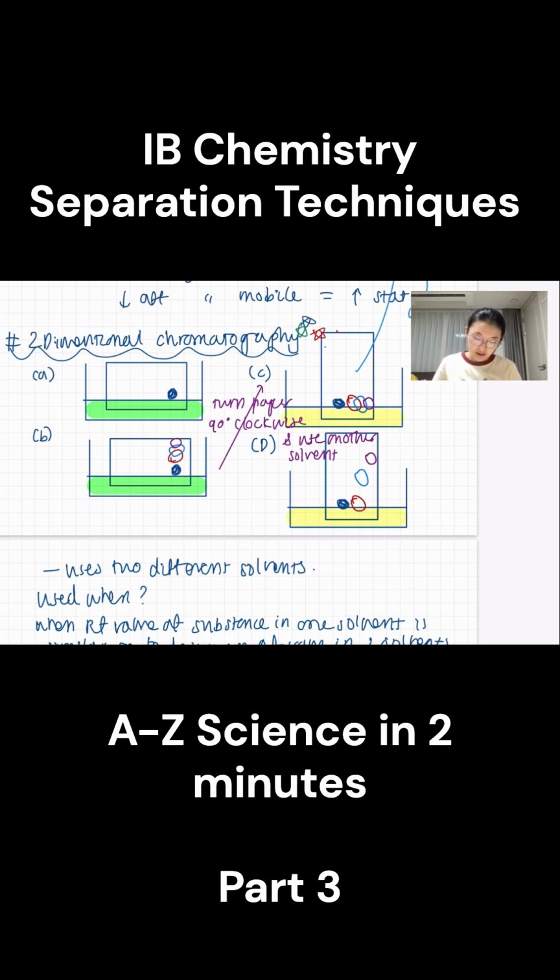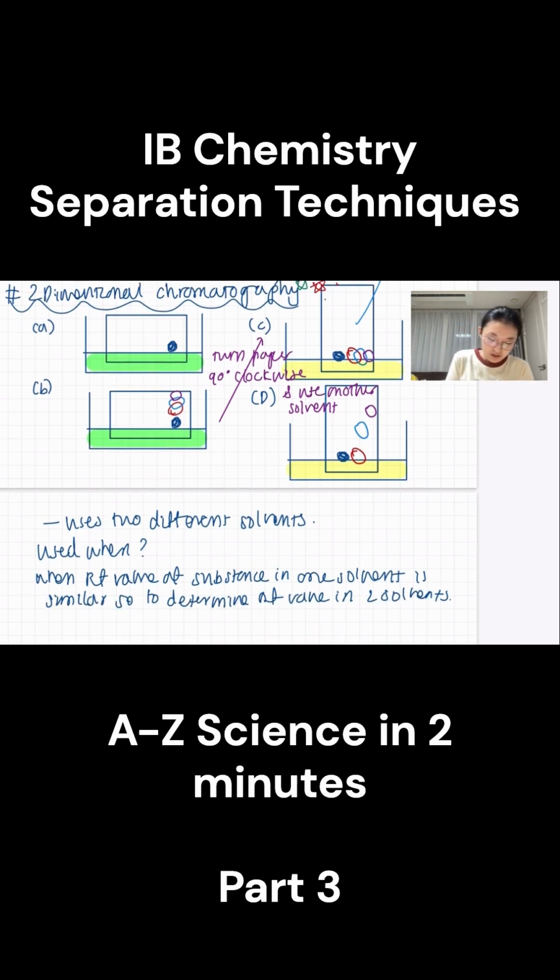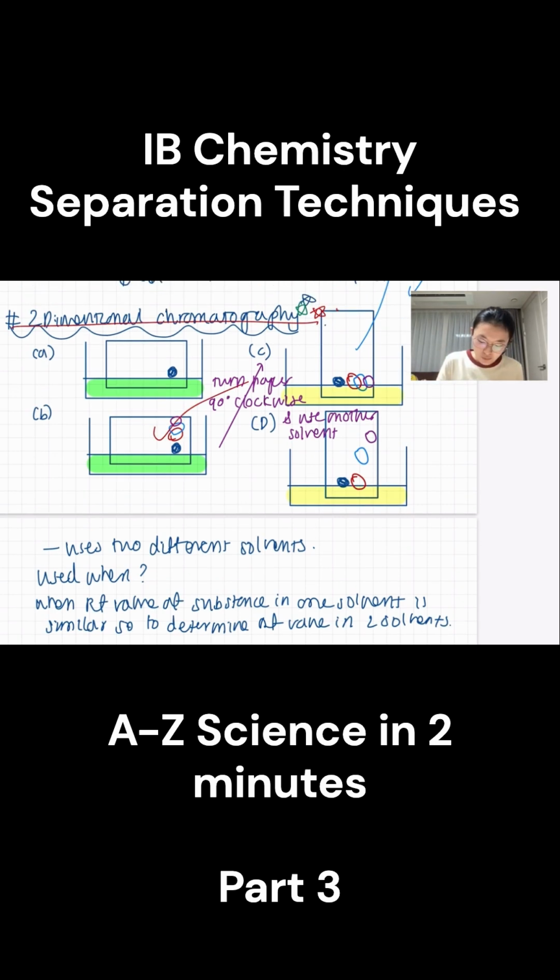Next, we're going to have two-dimensional chromatography, and this was kind of my favorite. The reason for that is because two-dimensional chromatography is a really creative way of utilizing all the properties of chromatography. We essentially turn the paper 90 degrees clockwise and use another solvent in order to fully see which substances are involved in the mixture.